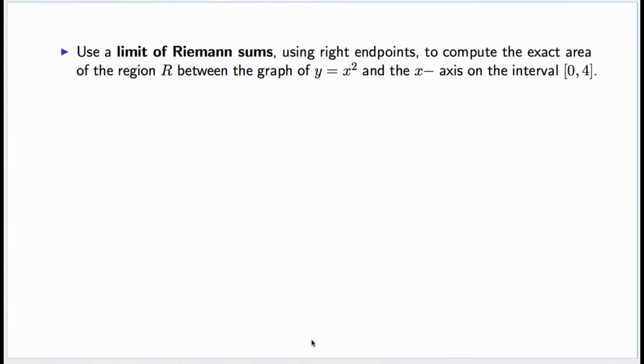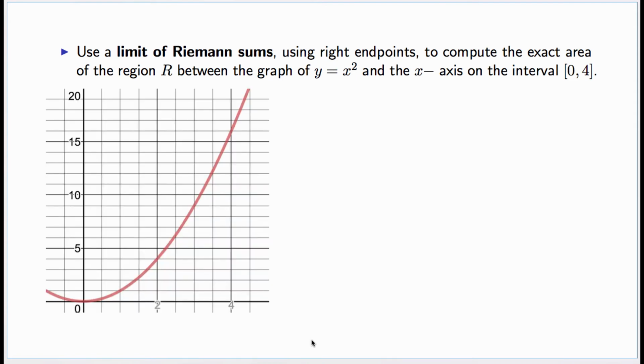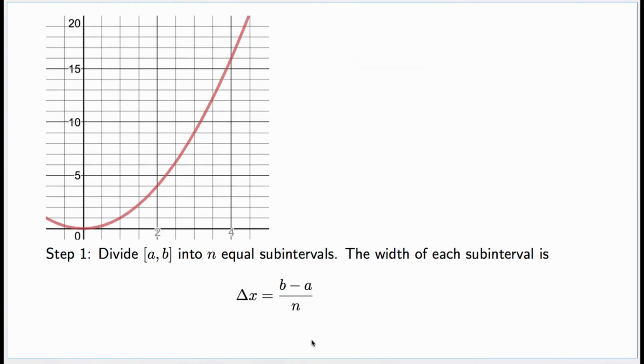Okay, so let's take a look at the graph of y equals x squared on the interval 0 to 4. So the first thing I want to do here is divide this interval into n equal subintervals. So here I want to go from 0 to 4. So I want the area under this graph from 0 to 4. So the width of each one we know is b minus a over n, which in this case is 4 minus 0 over n, or 4 over n.